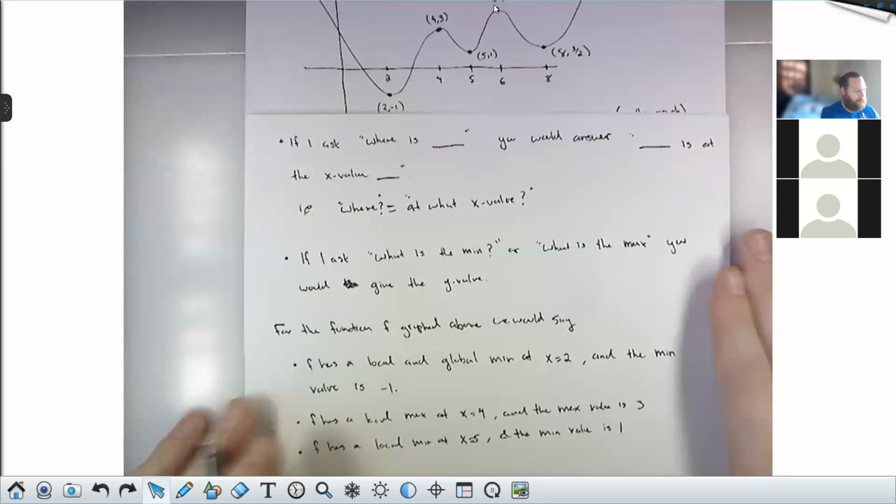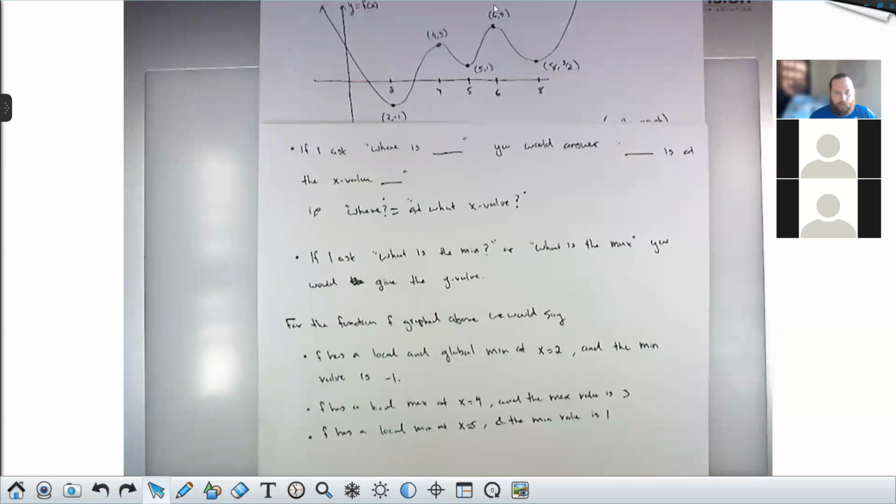I won't list the rest of them. There's no need to do that. Hopefully you get the idea at this point, right? Any questions about how to describe mins and maxes like this? Or how to recognize them from the graph? Okay.